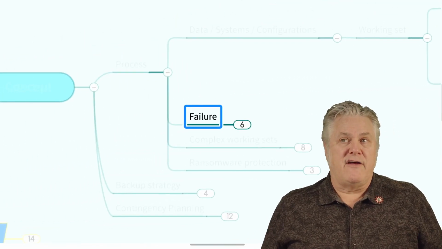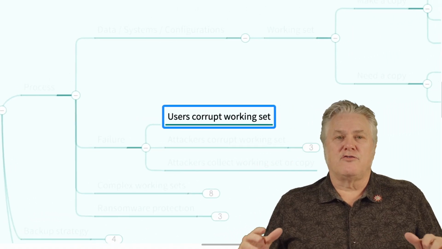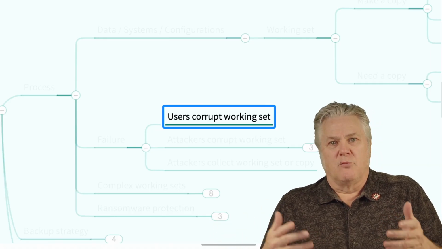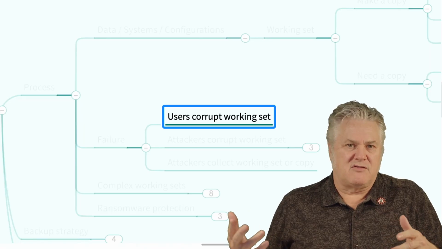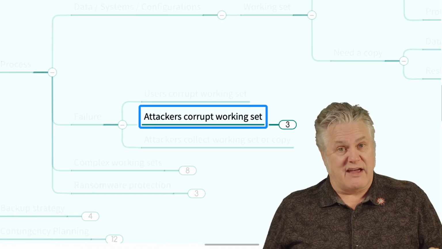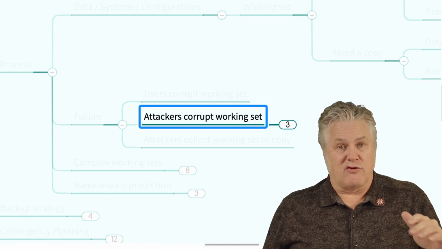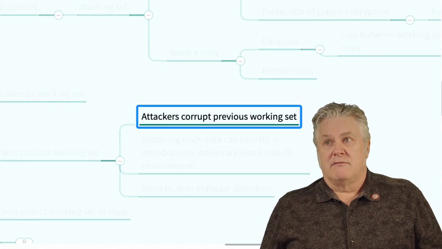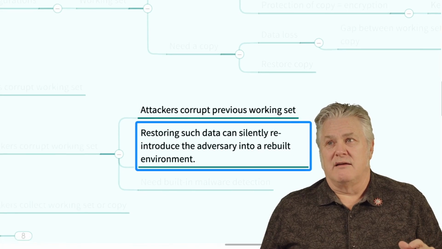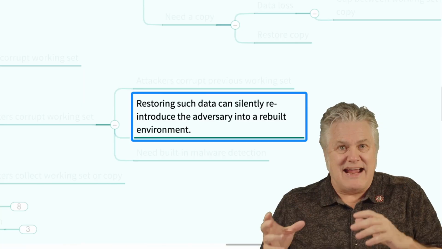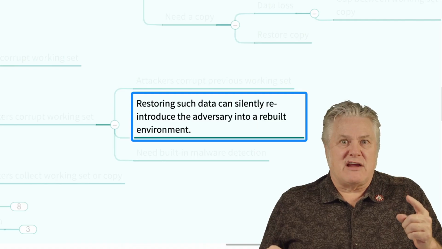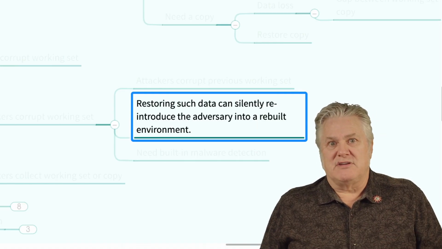There's a failure. And that failure comes in a couple of different flavors. The user goes, oh, I deleted my file. I need another copy. So the user has corrupted the working set or has deleted a file by mistake. Doesn't really matter. It could be that an attacker corrupts our working set. Now they come in and they're evil and they corrupt our working set. They could also corrupt our previous working set. And that means that if we were to restore that data that was corrupted, we can reintroduce that vulnerability that the adversary injected into our rebuilt environment.